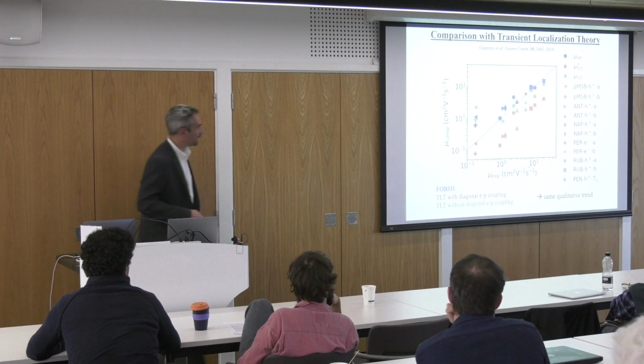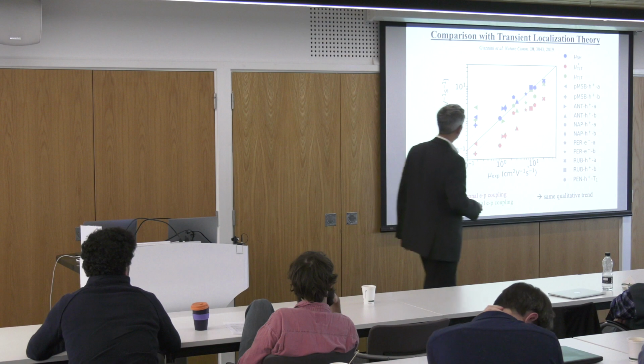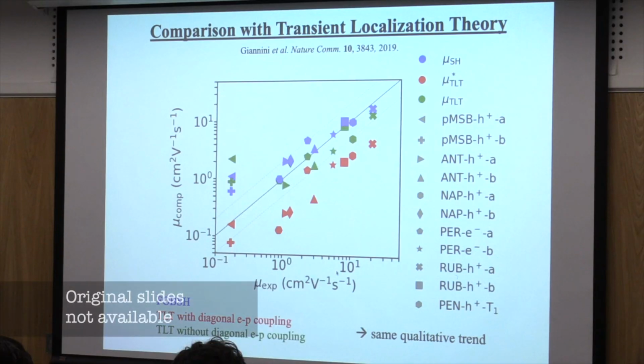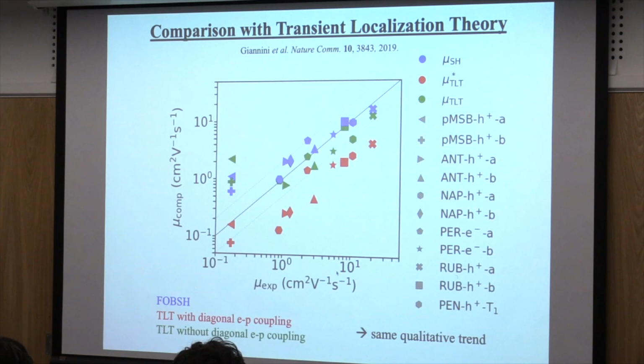Now, how does transient localization theory do? Well, the honest comparison would be looking at the red data points. The red data points are transient localization theory from Fratini and Ciuchi. These are our mobilities. Perfect agreement with experiment is on that black line here. This is a factor of 2.